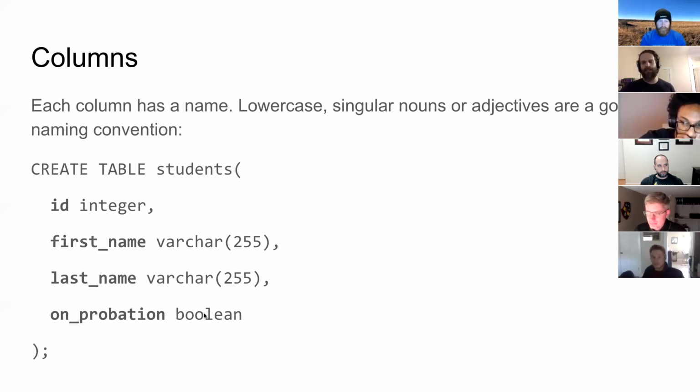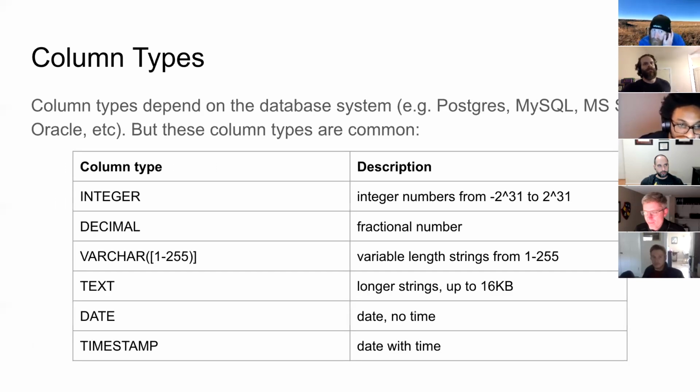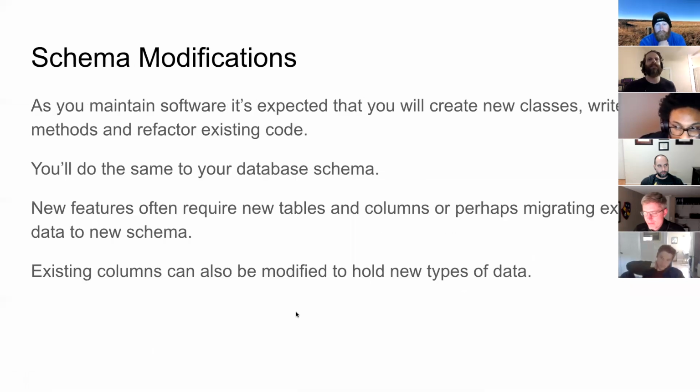They also have Boolean, so that's familiar to us. There's a whole bunch of others, it's like a dozen or more different types. These are just some common column types that you'll see: integers, decimals, text, dates, timestamps.